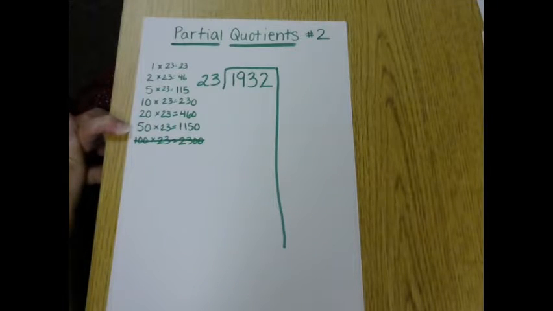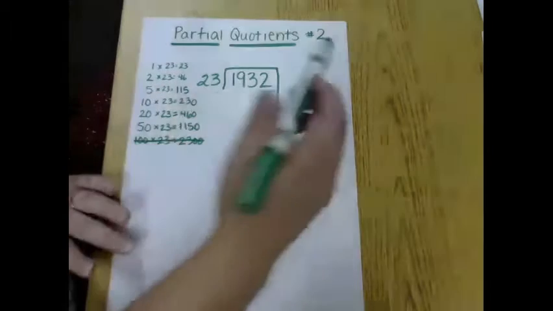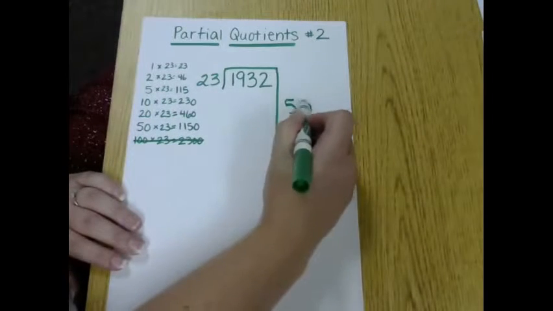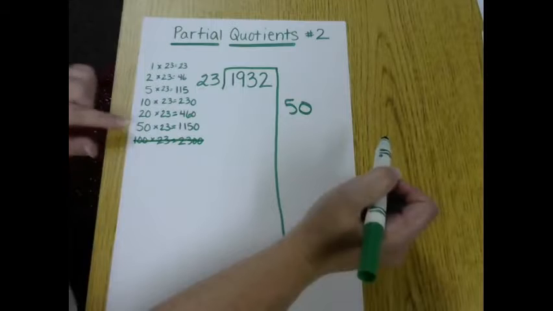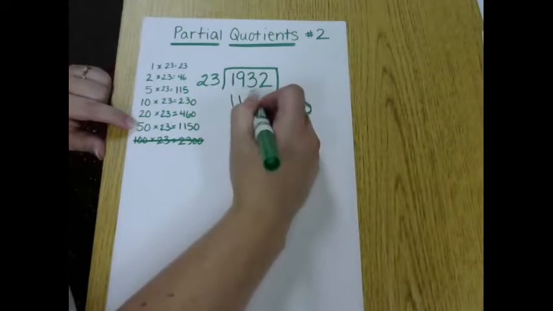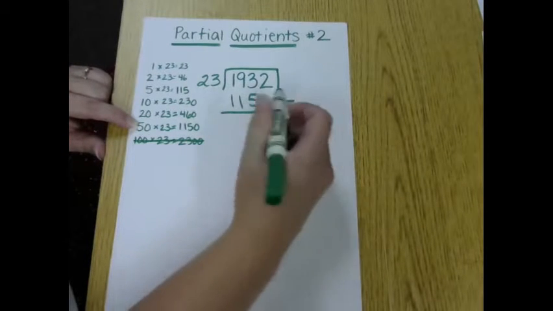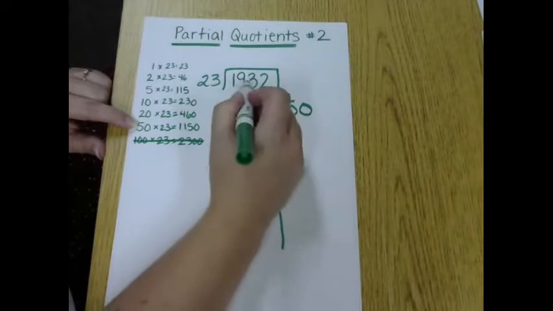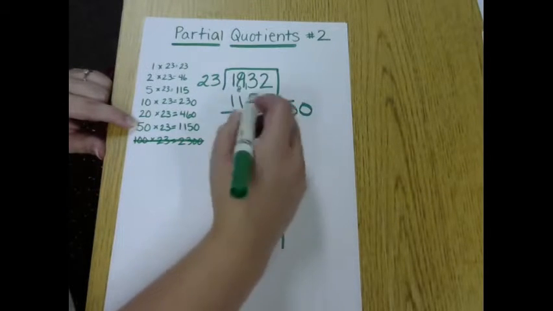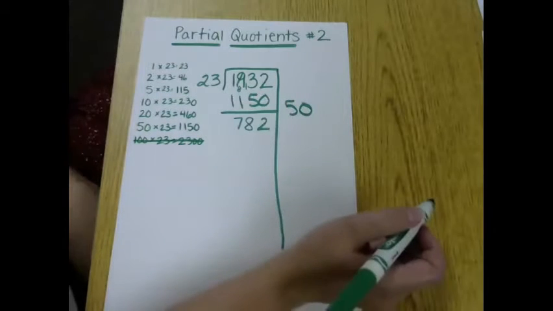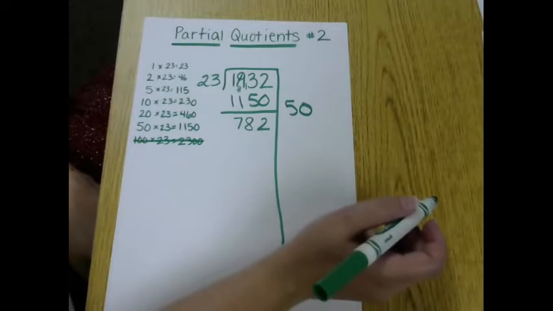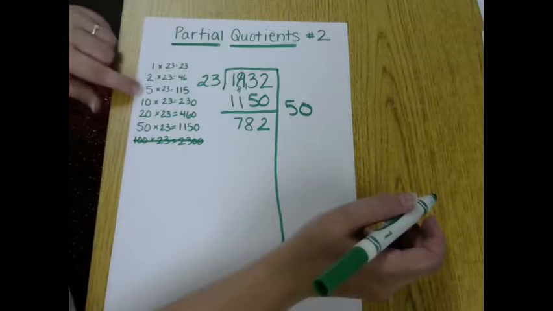So since I did the 50 on this one, I'm going to start there and do 50 groups of 23. And that's 1,150. I do my subtraction. I could do it with other strategies. I have 782. Not too bad. But I could come up here.